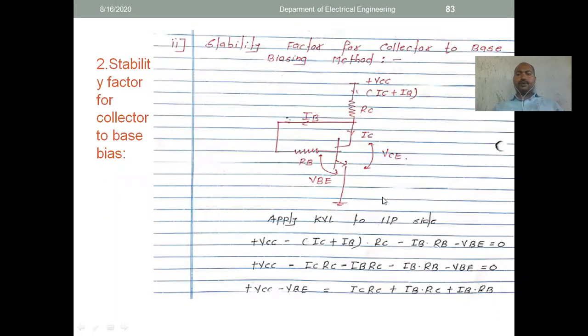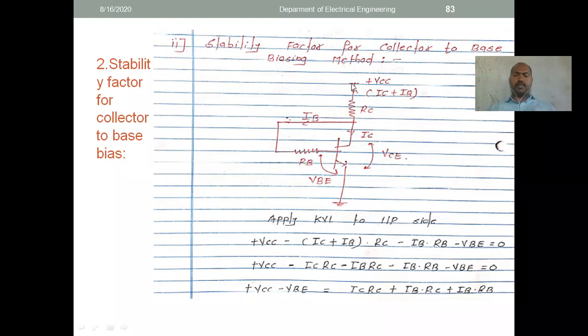Now see, we have to analyze the different types of configuration. We have seen three types of configuration: one is fixed bias, another is collector to base bias, and the third is voltage divider bias. For each configuration, we have to do the stability factor analysis by applying KVL at the input and output side, taking the equations with respect to IB, IC and VC, and from that equation we get the value of the stability factor. See, this is the collector to base biasing.